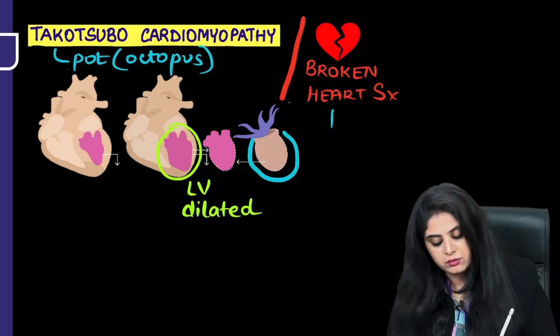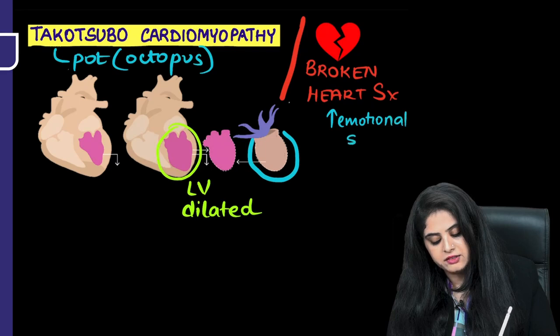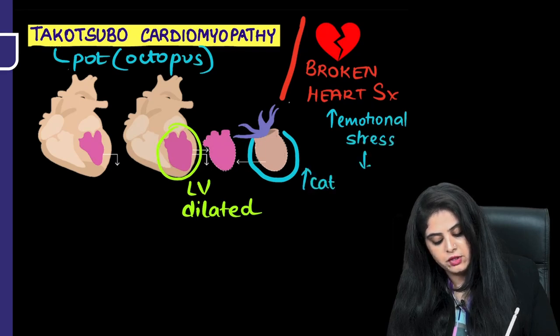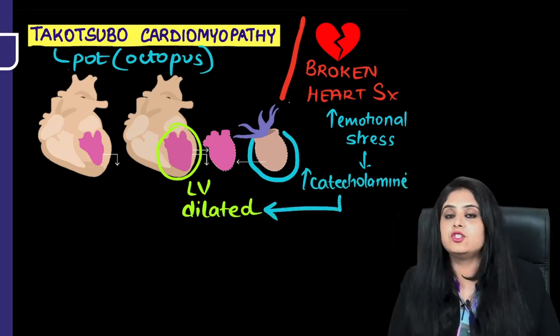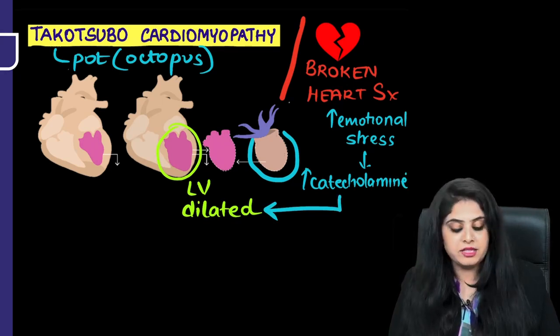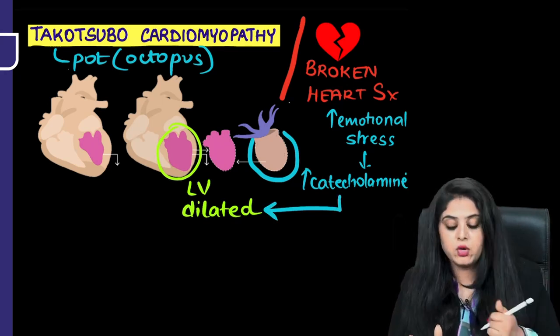Why broken heart? Because broken heart means a lot of emotional stress. And whenever there is a lot of emotional stress, that basically means that there is a release of a lot of catecholamines. And because of these catecholamines, we get to see this left ventricle dilation. That is Takotsubo cardiomyopathy, basically emotion related, broken heart.